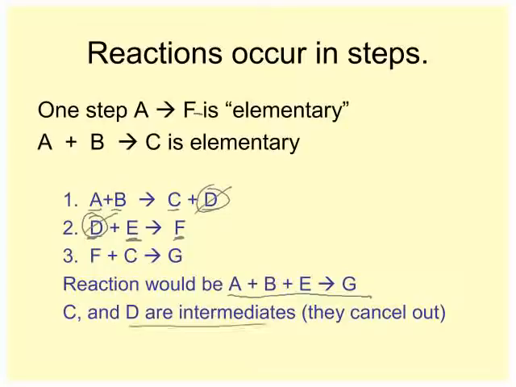Okay, so when I say D is an intermediate, it cancels out. That means it's created and then used up again. F also would be in the same situation. You make F, then you use it again.